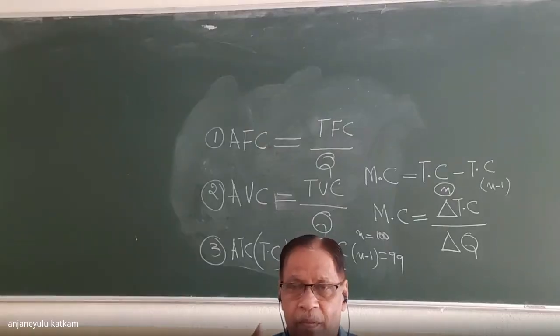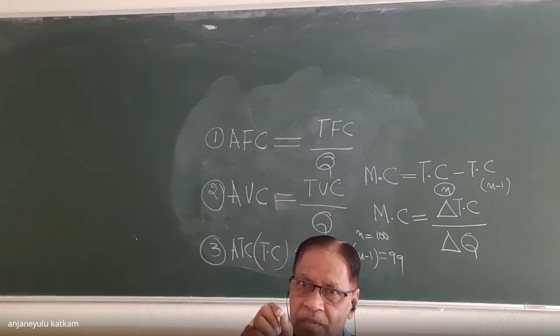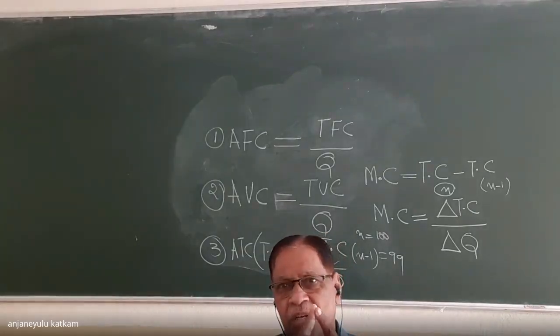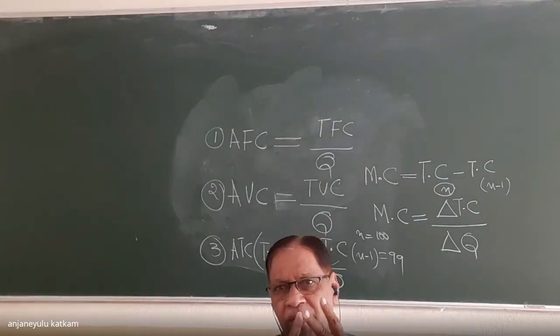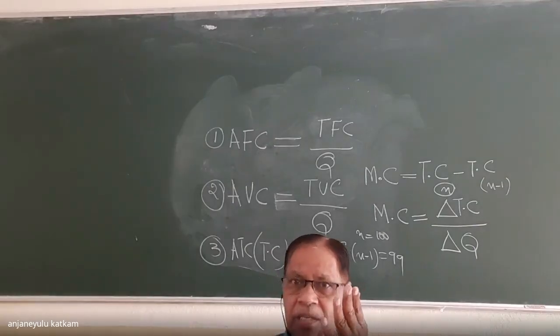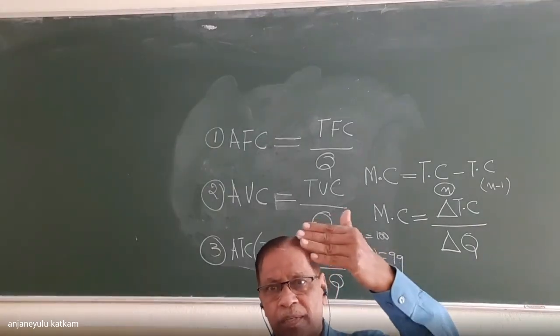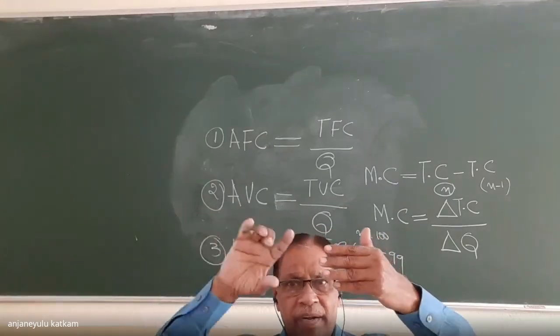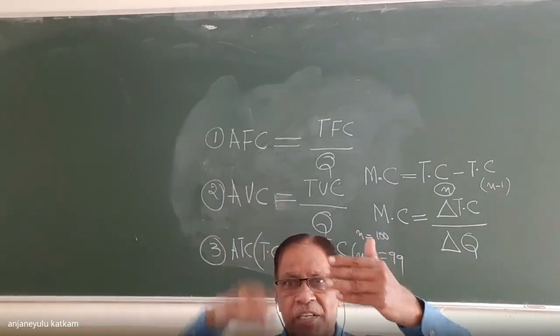Sir, is there any graphical representation for marginal cost? There is. The marginal cost curve is also to be drawn. So 4 are there: average fixed cost curve, average variable cost curve, average total cost curve, and marginal cost curve. These 4 curves can be drawn in one diagram, representing the interrelationship also.